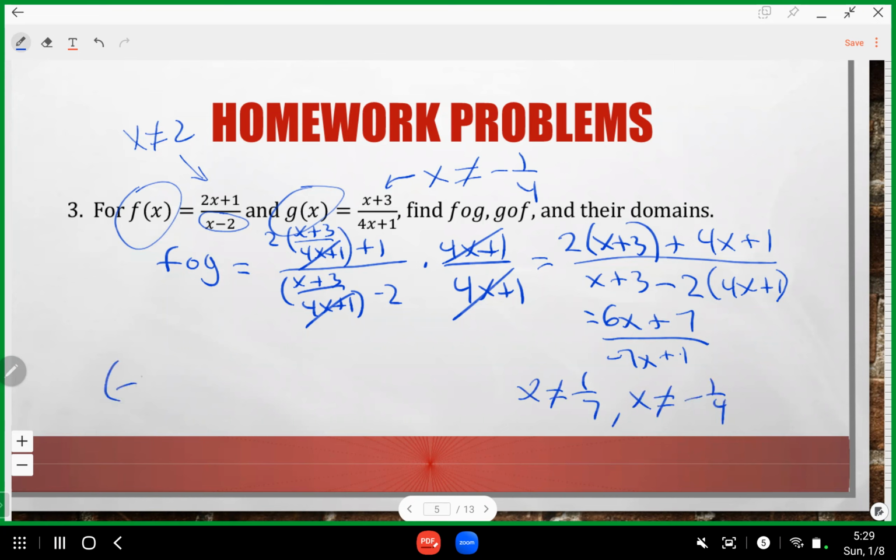You can do the interval notation, right? You already know how to do that. So very easy. Don't forget the union.